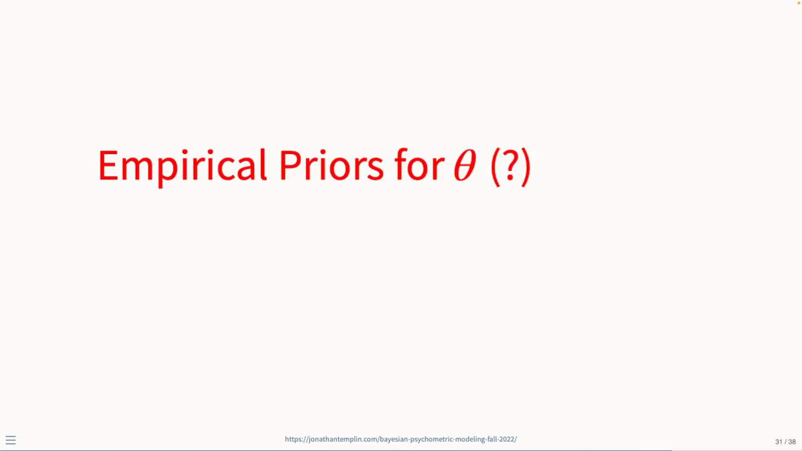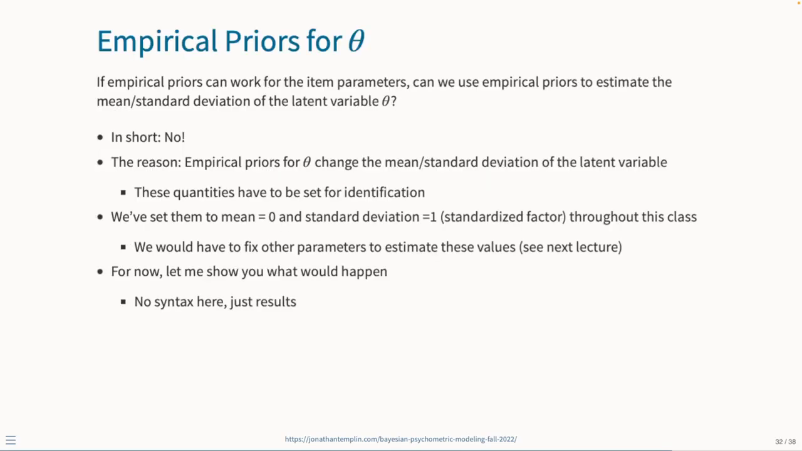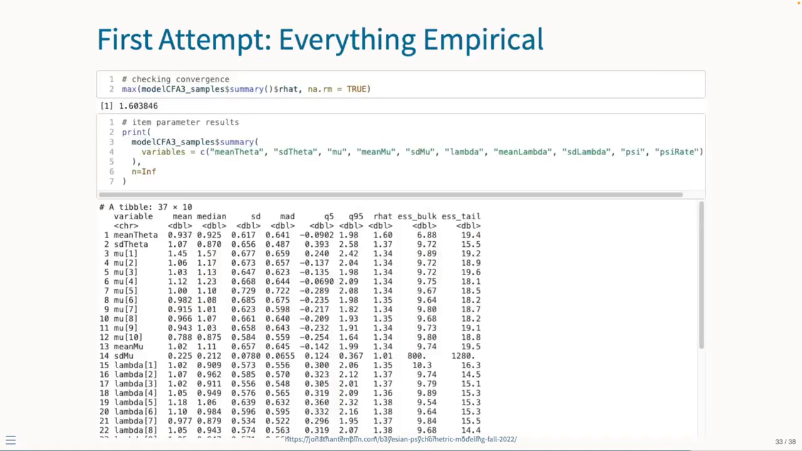So I've got 1 minute left. I can do this. Can we use empirical priors for theta too? Heck, it's just adding parameters. The answer is no. Let me just show you the results.